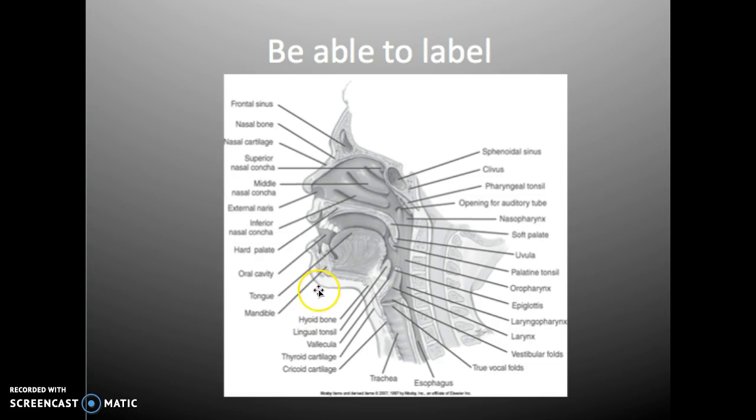Your mandible, your tongue, your oral cavity, your hard palate, your inferior nasal concha, you have your external nares, so when you hear that people have nares, MRSA nares, that's where it's at, it's just at the nasal opening, so please don't pick their nose. You have your middle nasal concha, superior nasal concha, your nasal cartilage, nasal bone, and your frontal sinus. Like I said, you already know a majority of this slide.